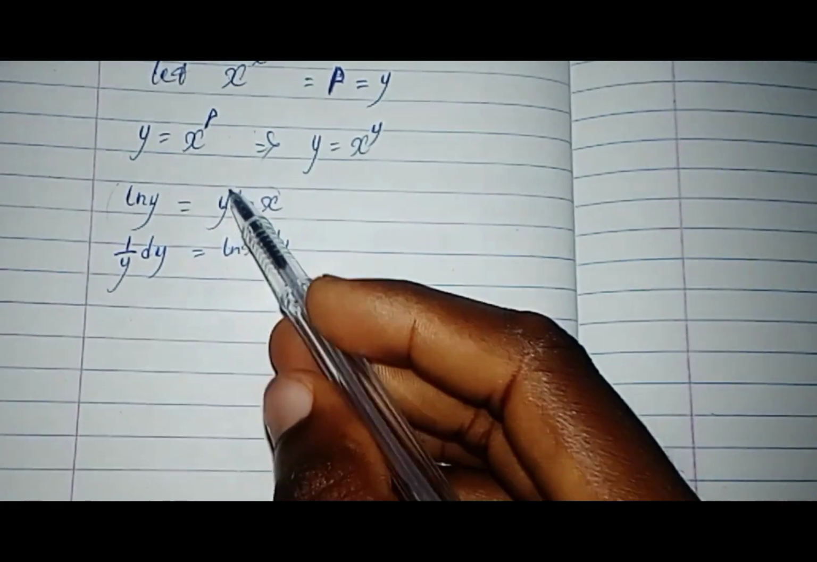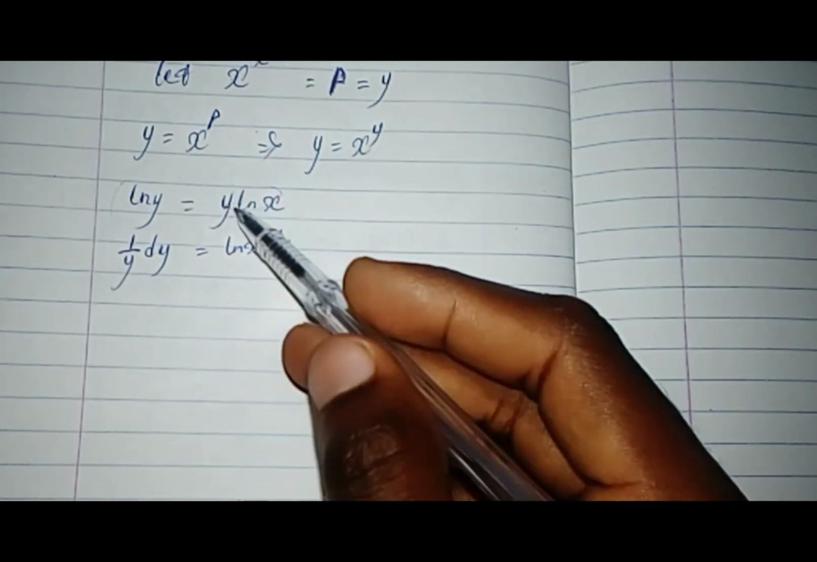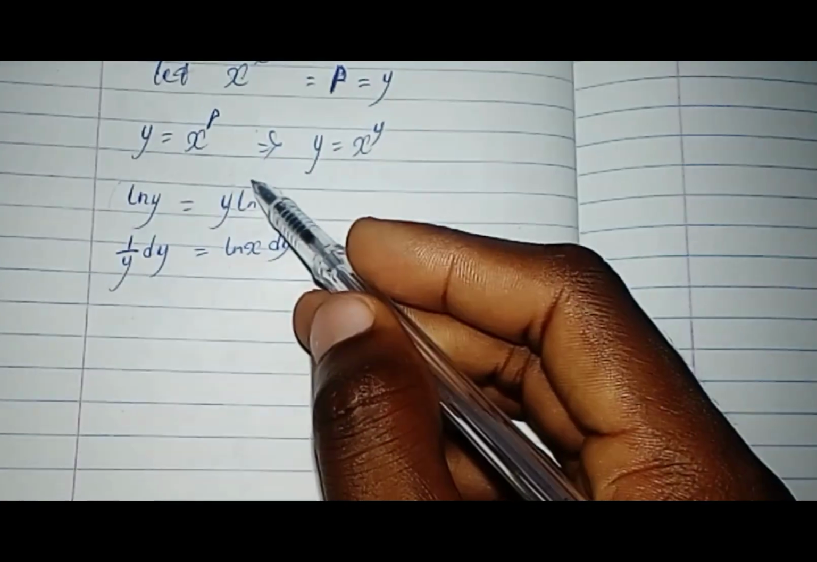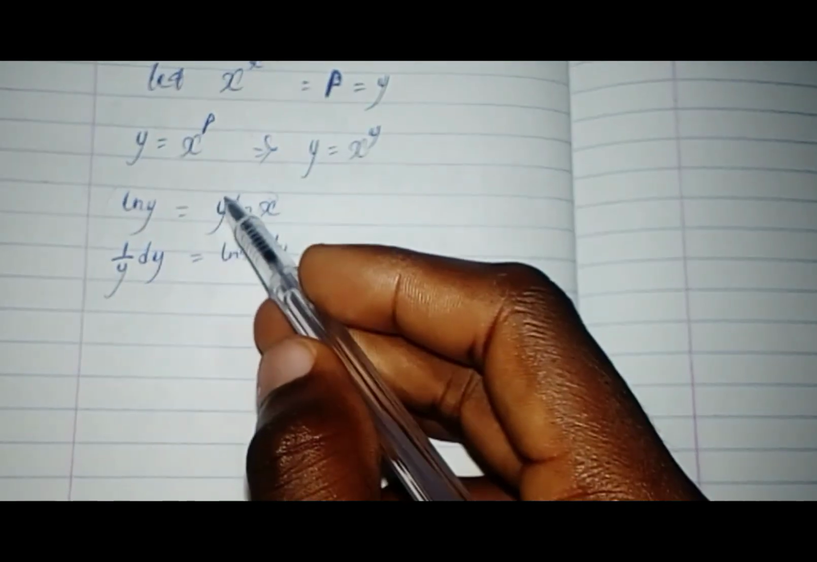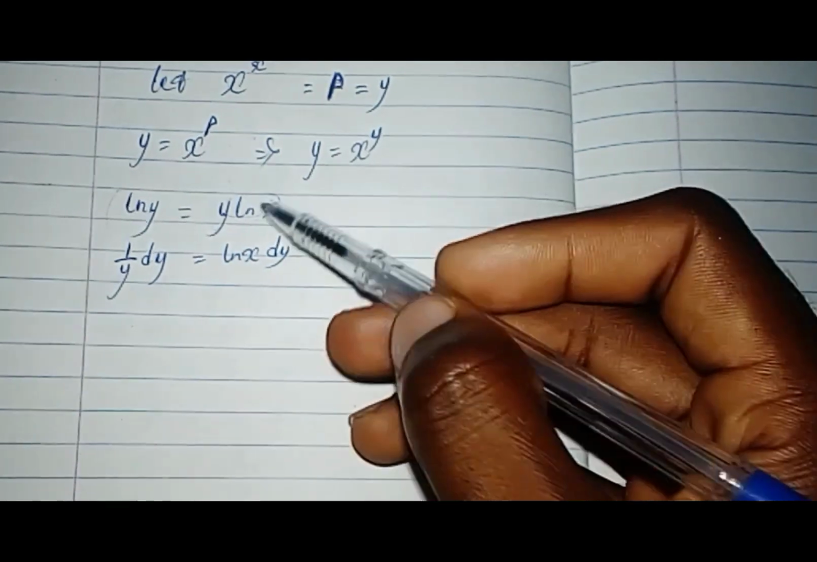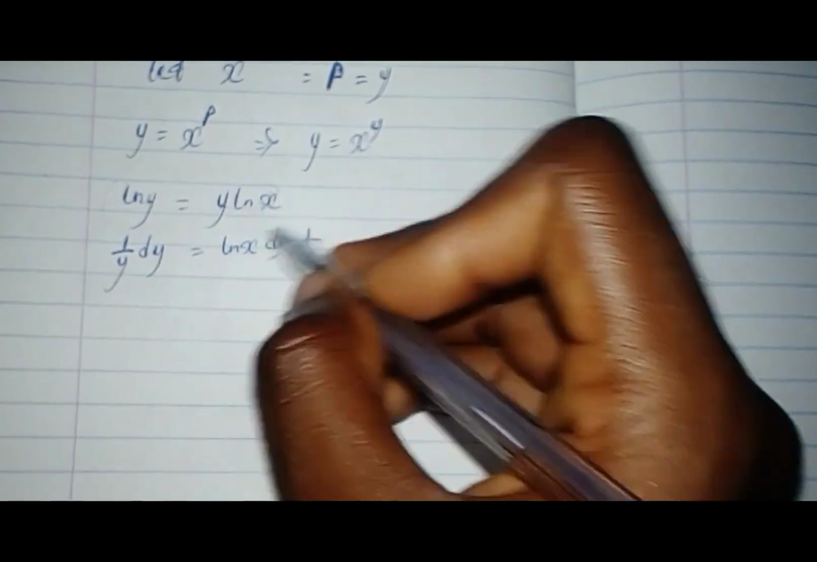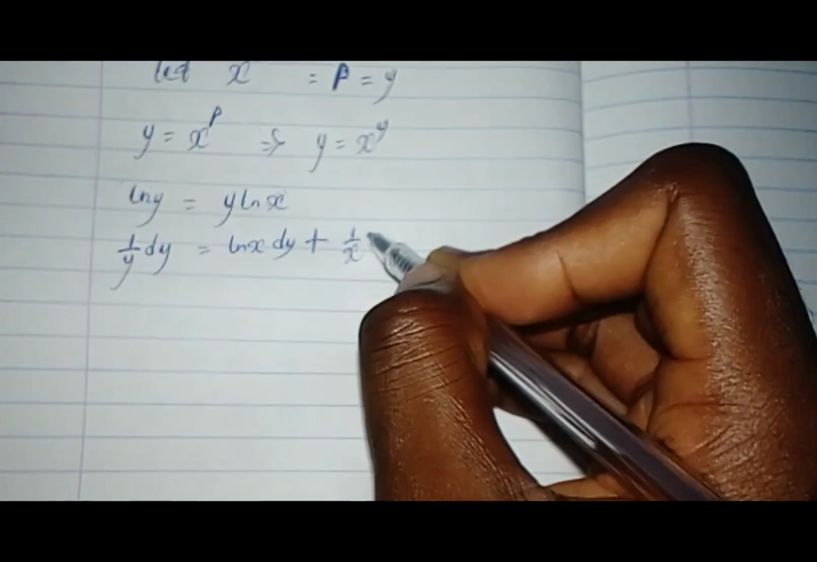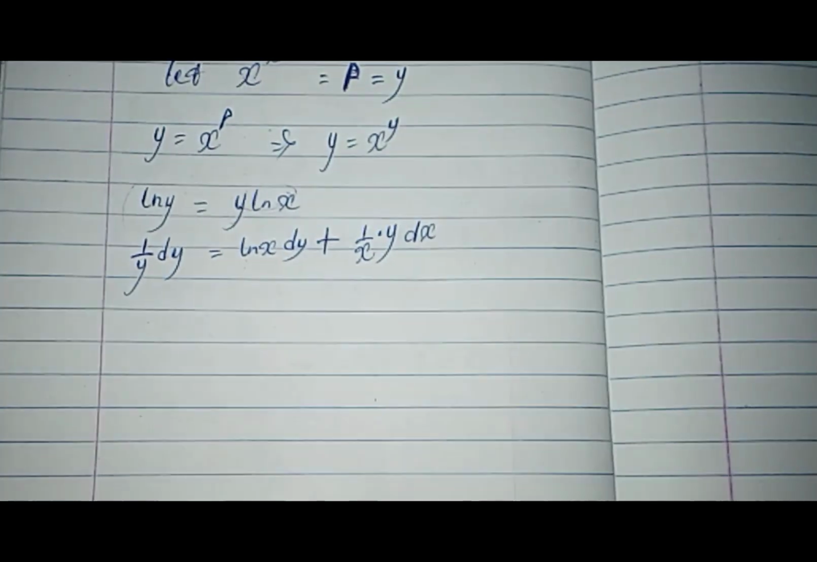It says we differentiate this first with respect to y and multiply with this, and we add and differentiate this with respect to x, multiplied with this. So differentiating y is 1. 1 times this is this, then your dy. Then adding, you differentiate this, which is 1 over x, times this, which is y. But don't forget the dx, since you are differentiating with respect to x.